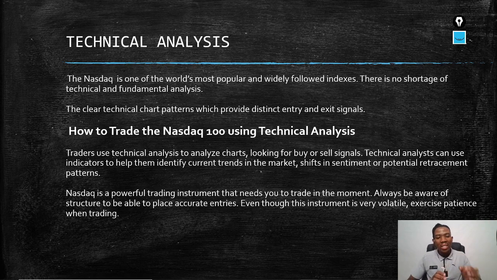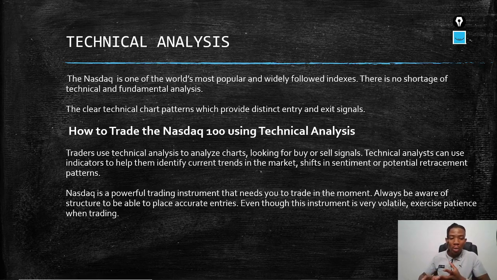Traders use technical analysis to analyze charts, looking for buy and sell signals. Technical analysts can use indicators to help them identify current trends in the market, shifts in sentiment, or potential retracements. As you can see, we're going to use technical analysis to help us better time our entries.